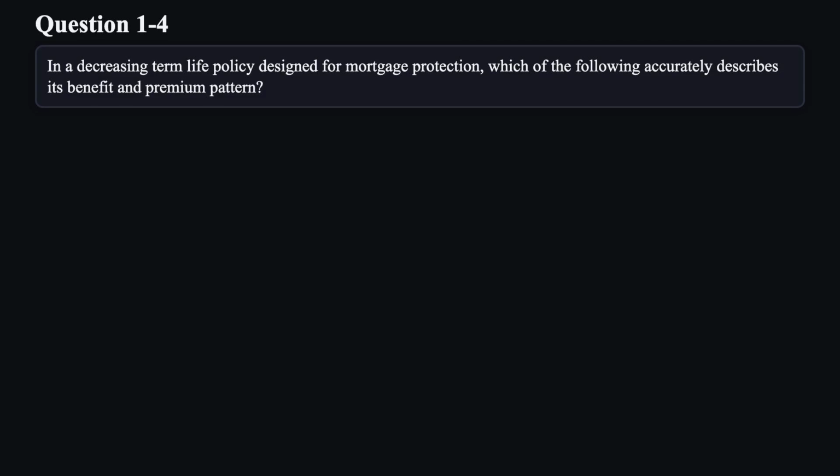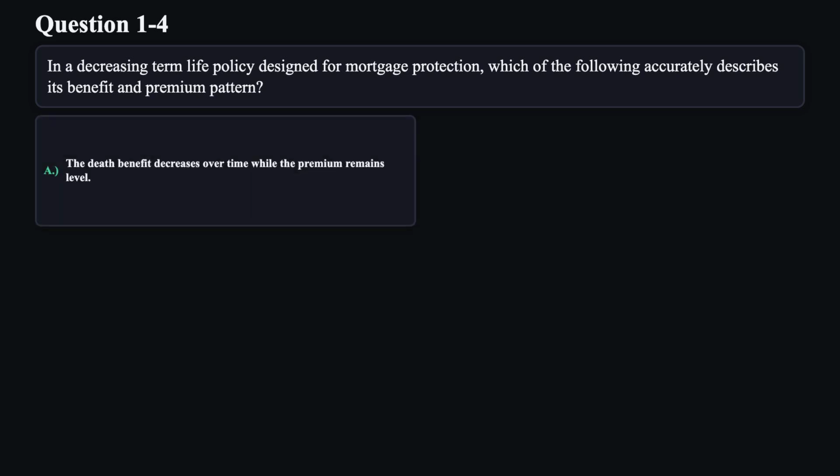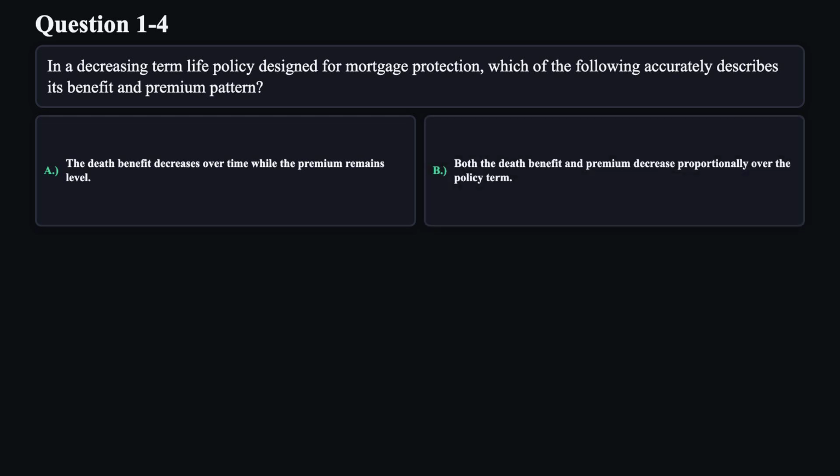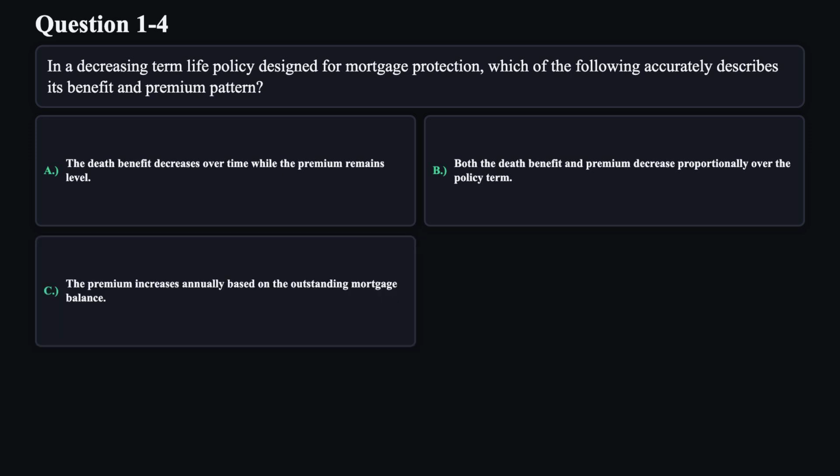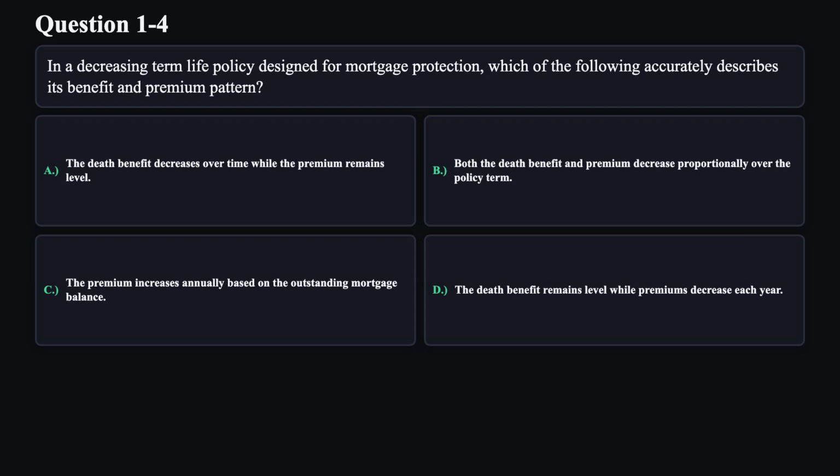Question 4. In a decreasing term life policy designed for mortgage protection, which of the following accurately describes its benefit and premium pattern? A. The death benefit decreases over time while the premium remains level. B. Both the death benefit and premium decrease proportionally over the policy term. C. The premium increases annually based on the outstanding mortgage balance. D. The death benefit remains level while premiums decrease each year.